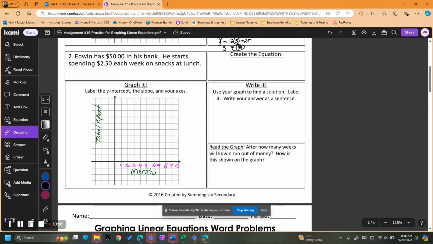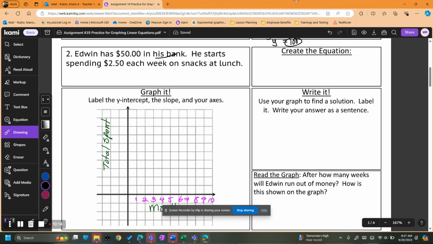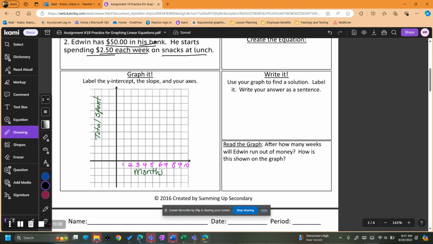Okay, so this one's also a money problem. Edwin has $50 in his bank. He starts spending $2.50 a week on snacks. So in this case, it's not going to be months. We're going to measure this per week. So our X value is going to be weeks, and we're still going to be looking at total spent.